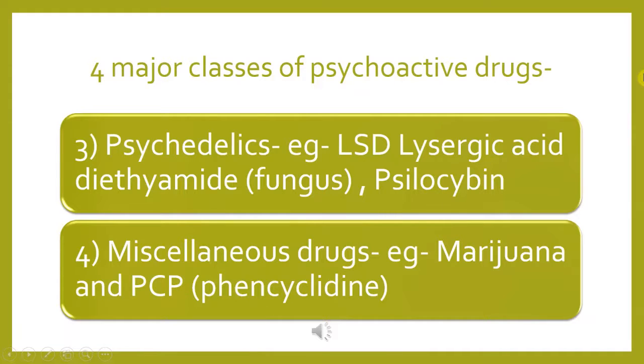Third is psychedelics, which are known for their ability to alter perceptions and consciousness. Psychedelic was coined from two Greek words meaning mind-expanding, and another term which is frequently used for these drugs is hallucinogens. Examples are LSD, lysergic acid diethylamide, which is produced from fungus. And the fourth type is miscellaneous drugs, which can have the properties of all the previous three types we have seen, and they produce mixed effects. For example, marijuana and PCP.